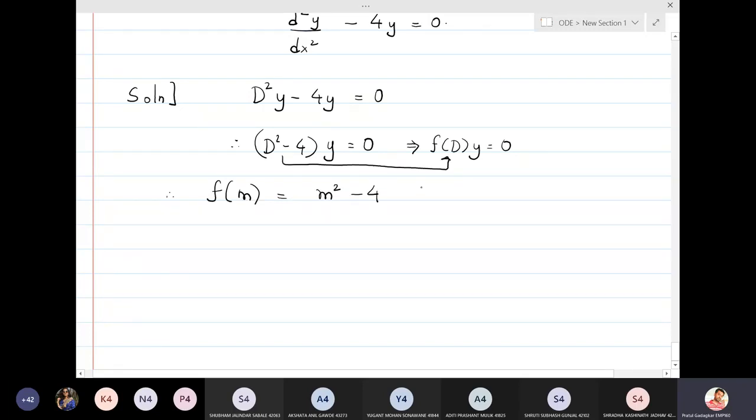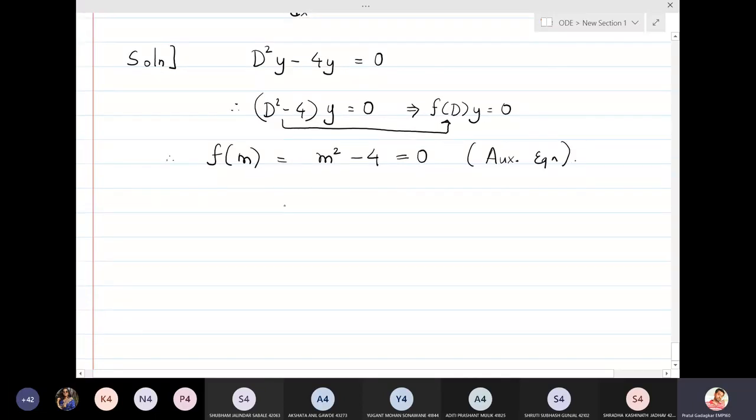And if I equate m squared minus 4 equal to 0, this becomes the auxiliary equation. And what are the roots of the equation? m squared equal to 4. So this means m should be plus minus 2. So the two roots are plus 2 and minus 2. I will label them: m1 is 2, and the second root m2 is minus 2.